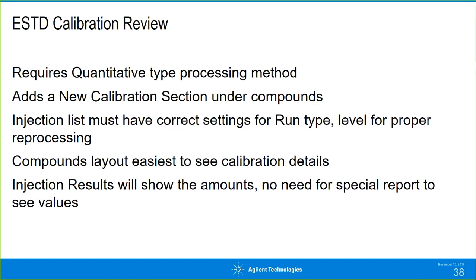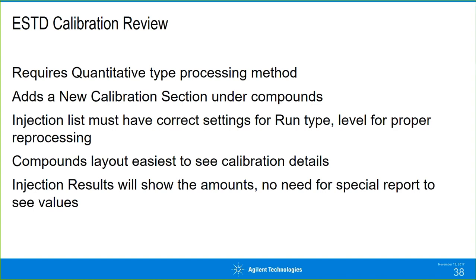We put the compounds in the compound table. We looked at the calibration. We added the calibration amounts, and then we went back to the injection list, and then we had the correct settings for the run type. The compound layout is easiest. If you're looking at the chromatogram and your injection results, that's easiest when looking for some of the calibrated details. That's just a tip on one of the layouts.